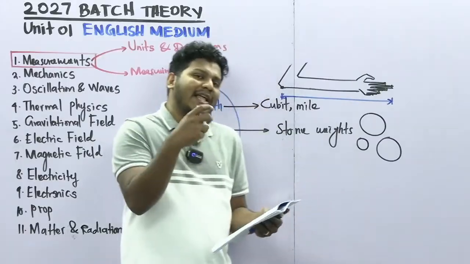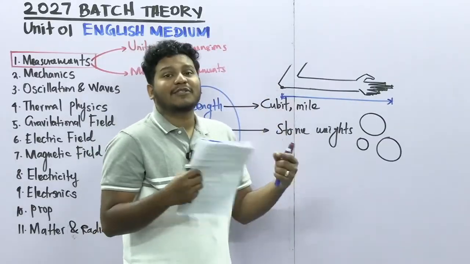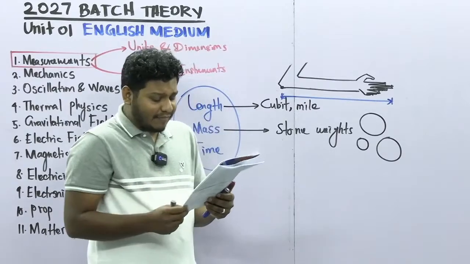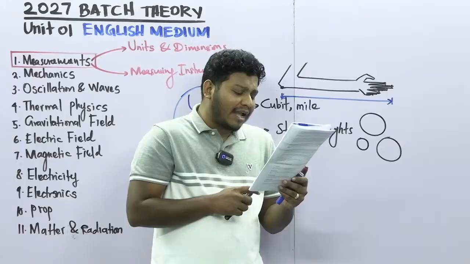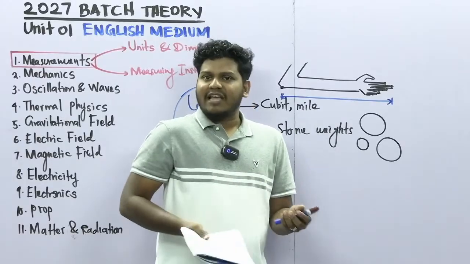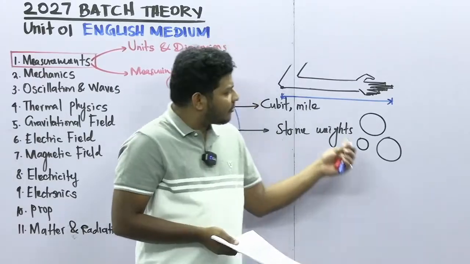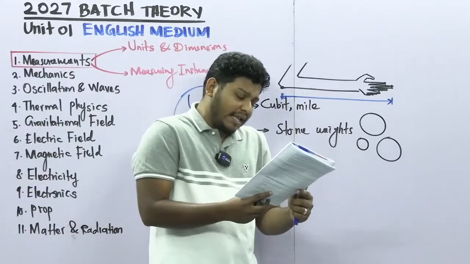Right. So from the cubit, they are coming to the mile. The unit mile is very much similar to the distance of the mile we use today. So today we are using the mile. That is similar to this mile.